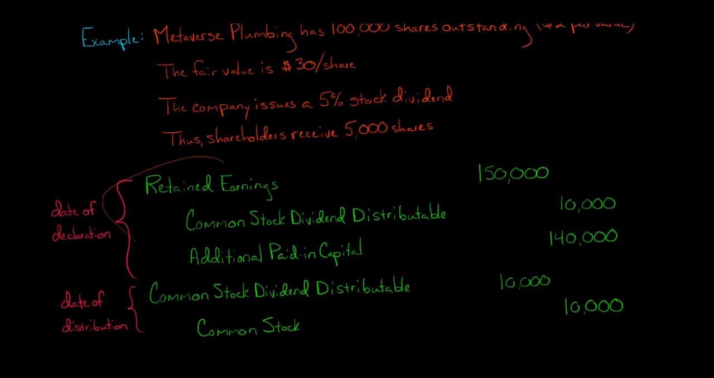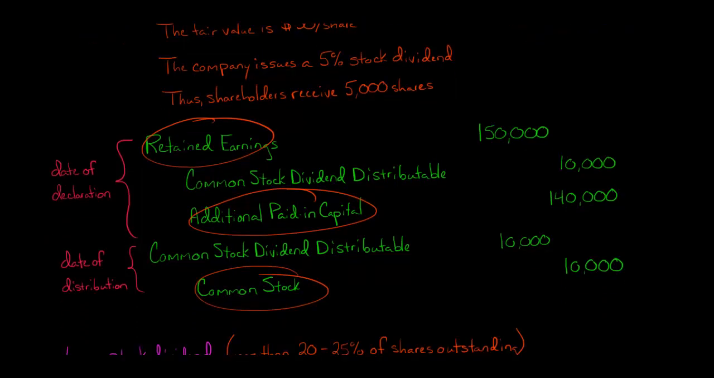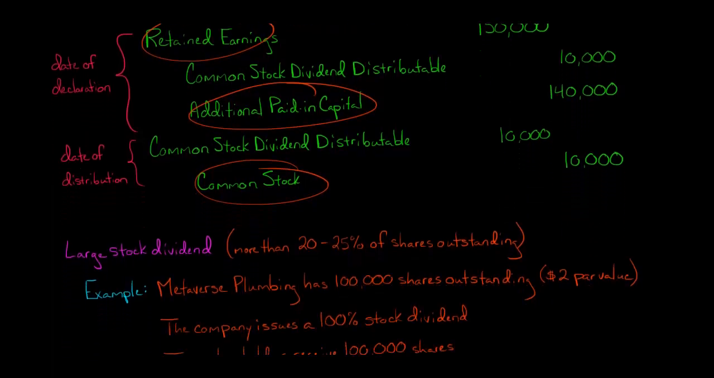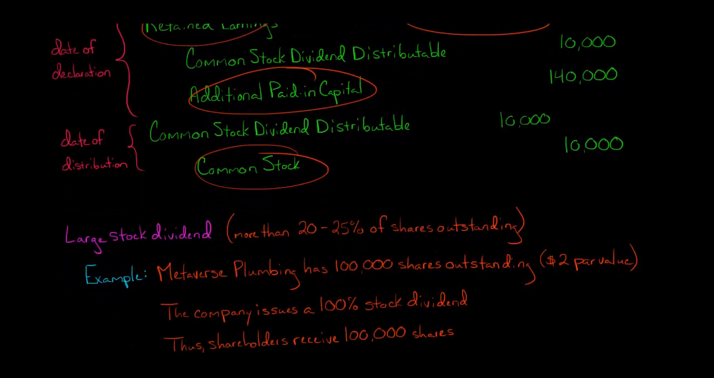Okay, so this is the set of journal entries. We've got the date when the stock dividend has been declared, and then here is the date of distribution. So the ultimate effect: retained earnings goes down, additional paid-in capital goes up, common stock goes up. So again, common stock is changing. With a stock split, we didn't make a journal entry, but here we have a journal entry. Common stock is actually going up. Basically, if you think of the effect of this, we have shifted amounts from retained earnings to common stock and additional paid-in capital. Okay, so that's what happened here.